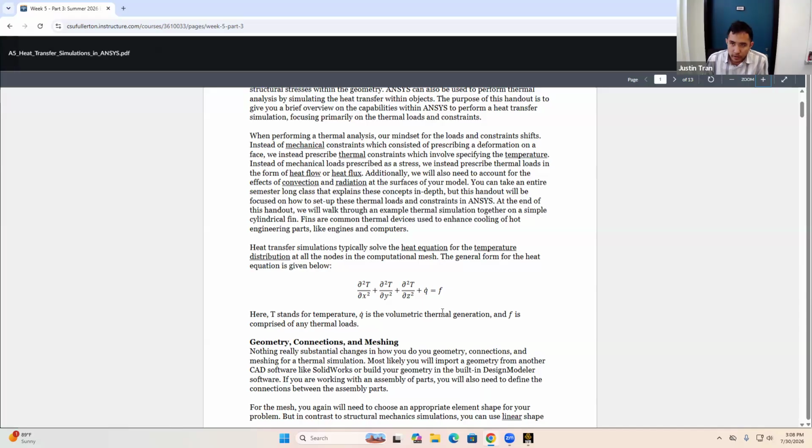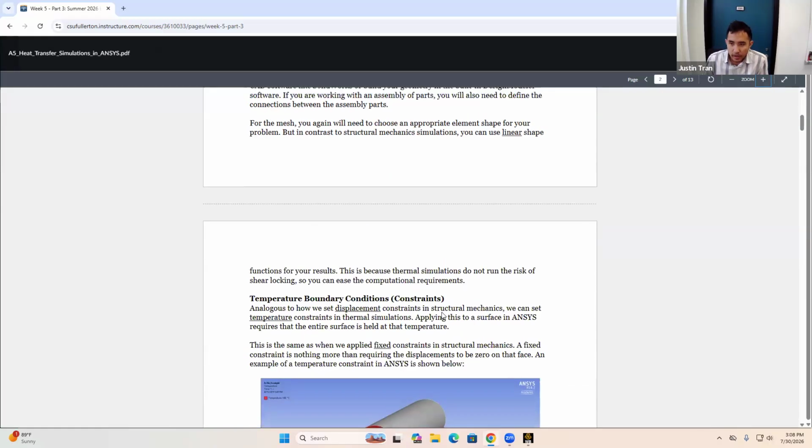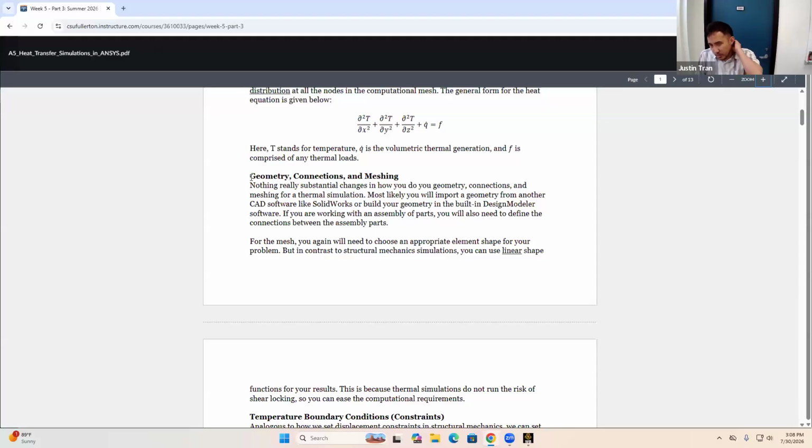Okay, so what we're going to go over here is just the basics in terms of how to set up such a simulation. Just like our structural simulations, we're going to start with geometry, connections, meshing. The good news is that none of this really changes. No matter whether you're doing structures or thermal, your geometry and meshing details are going to be the same. The only difference is that for a thermal simulation, it's not as strict on the element order. You can use a linear element, and usually it doesn't really impact your solution all that much. But even then, quadratic still does help.